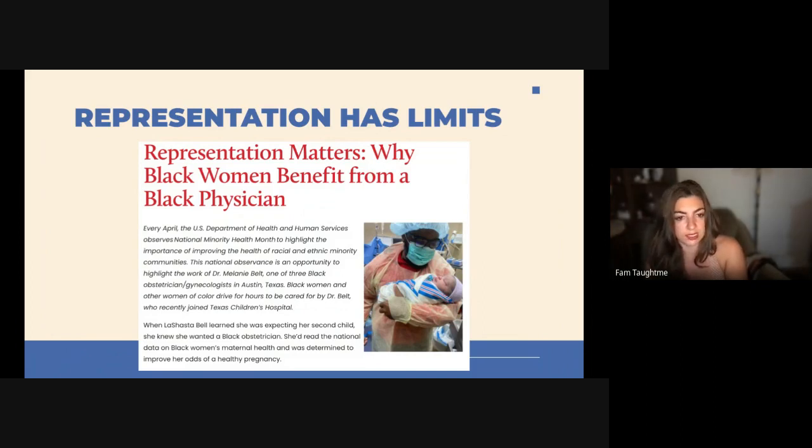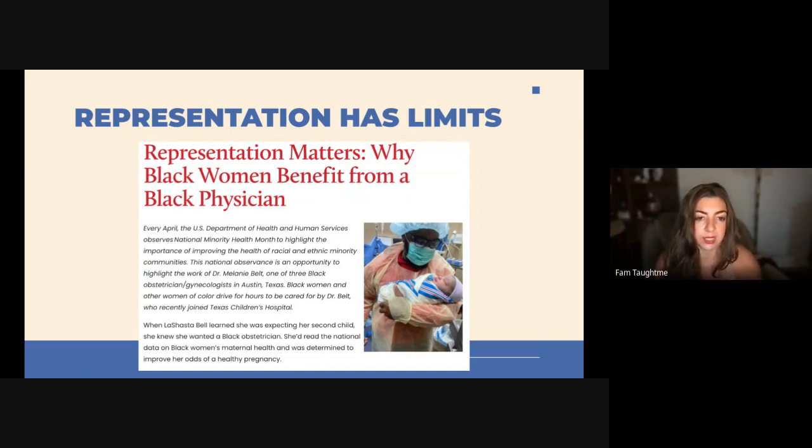Representation also has limits. This is something that is often used in place of actually changing the system. And so instead of interrogating the hard truths about obstetrics and gynecology, the public is just being told that if we just bring more Black, Latina, Indigenous doctors and surgeons in, they're going to fix the problems inherent in a racist system. And this takes the heat off of the organizations that have upheld and reinforced and deployed medical harm while indoctrinating non-white medical students into that system.